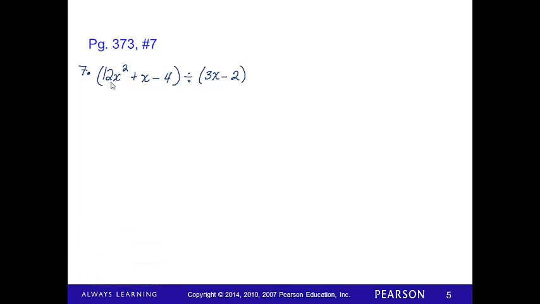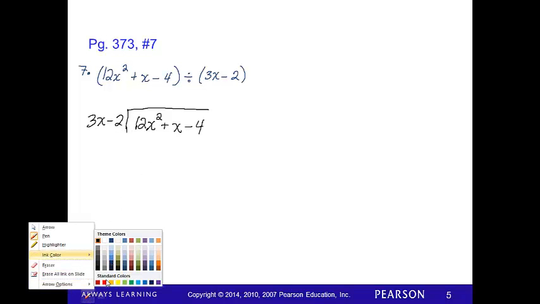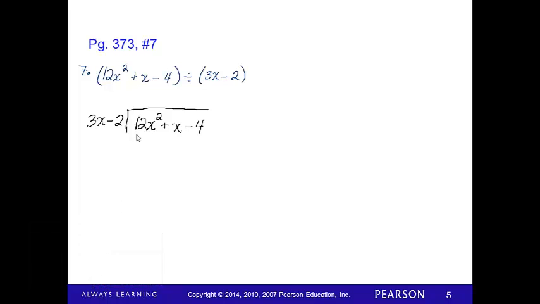The first thing we need to do is make sure that the dividend and the divisor are both written in descending order with all of the coefficients present. If we had any missing, we would have to replace it with a 0. Everything seems to be there. So 12x squared plus x minus 4 goes inside the divide symbol, and the 3x minus 2 is on the outside. Then take the first term inside the dividend, 12x squared, and divide it by the first term in your divisor, which is 3x.